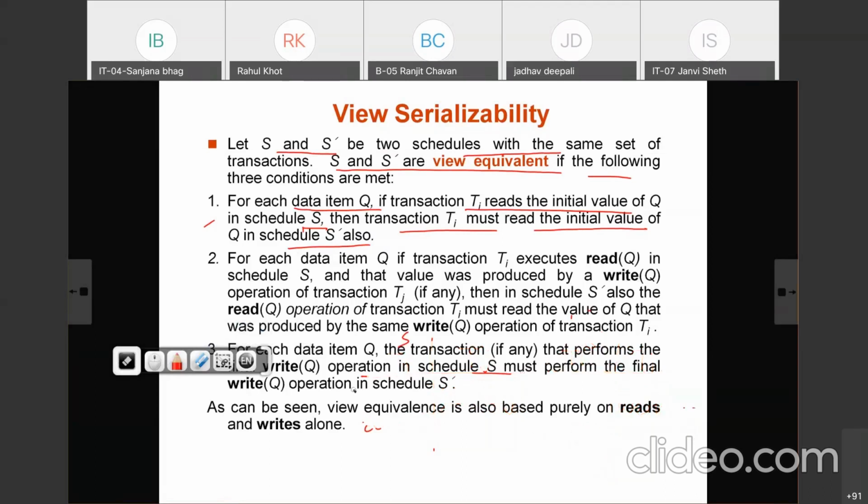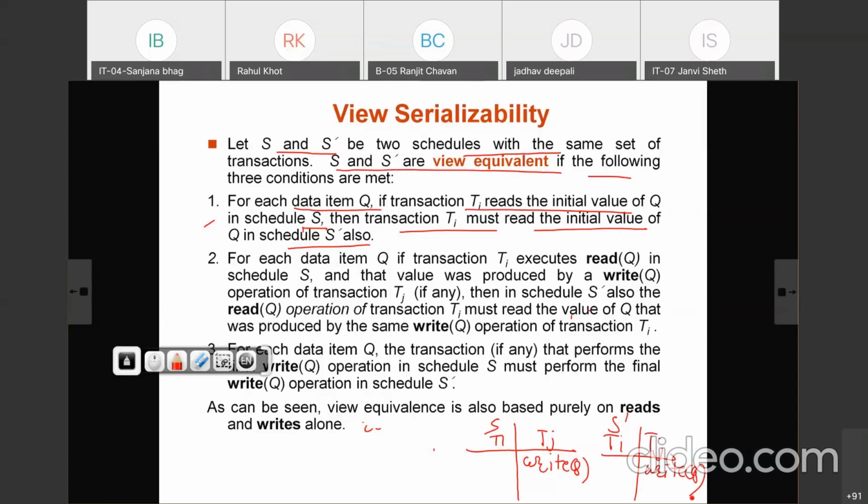So in the next condition, for each data item Q, the transaction that performs the final write Q operation in schedule S must perform the final write in S dash also. So if it is S, and it is S dash with Ti, Tj, Ti, Tj, then if Tj performs the final write Q in S, then in S dash also Tj performs the final write Q operation. Why is the final write important?